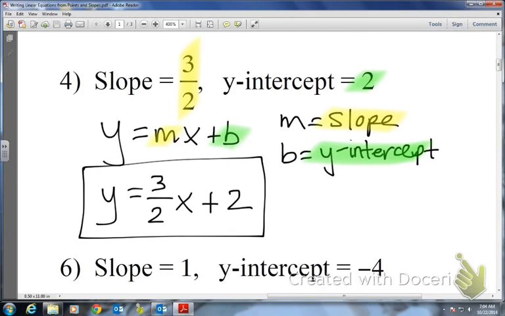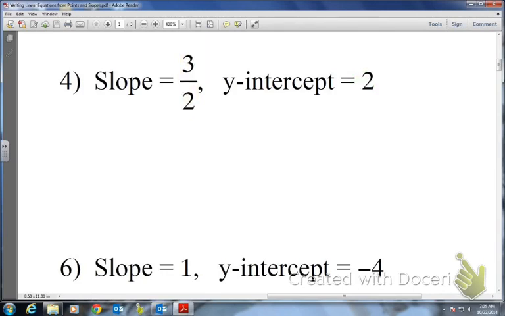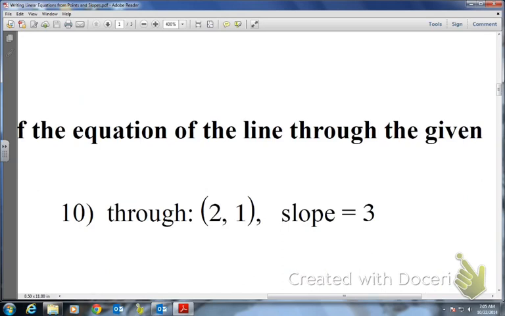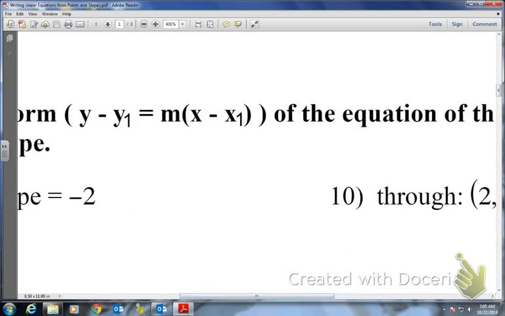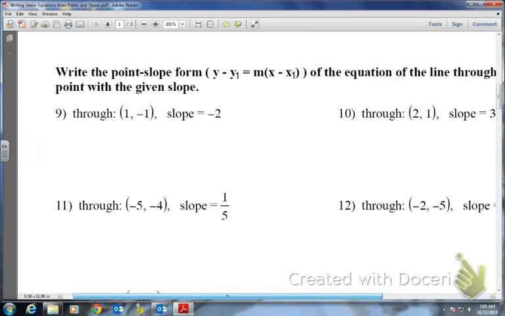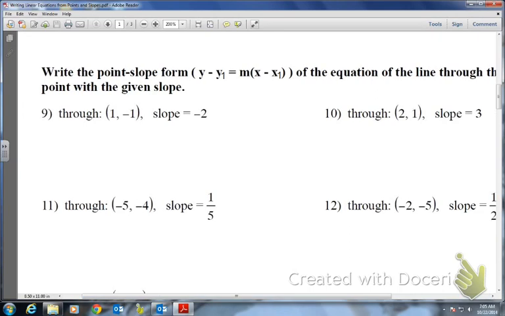So given the y-intercept and given the slope, write the equation in slope-intercept form. So go ahead and take a few minutes to make sure you have all that jotted down. And then we're going to move on to the problem set down below, which is given a point and the slope, write the equation in point-slope form. So down here, if we look up here again, it says write the point-slope form, and here's the point-slope form up at the top if you have a highlighter and you want to highlight that.